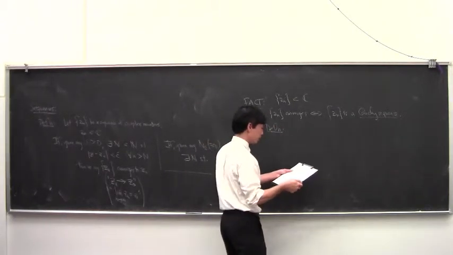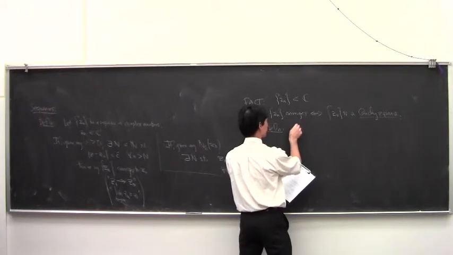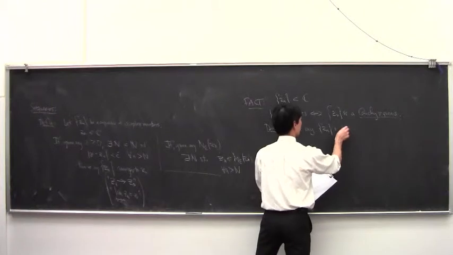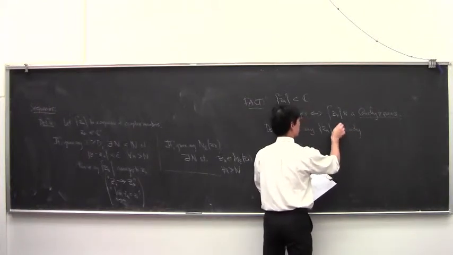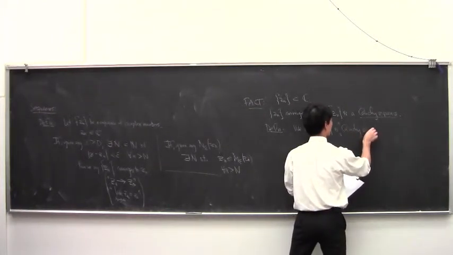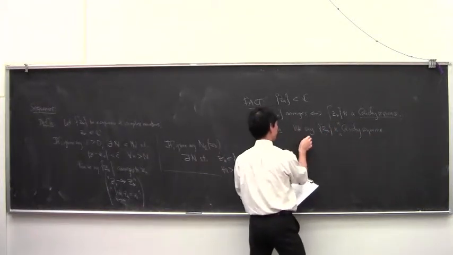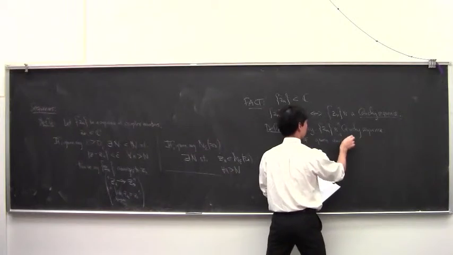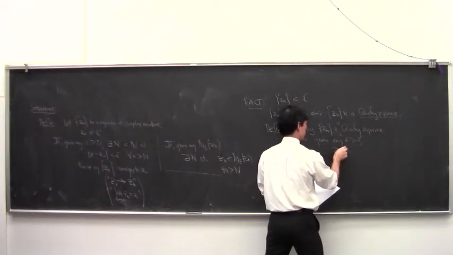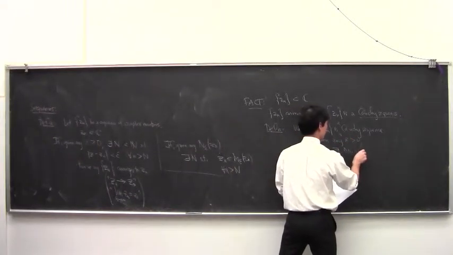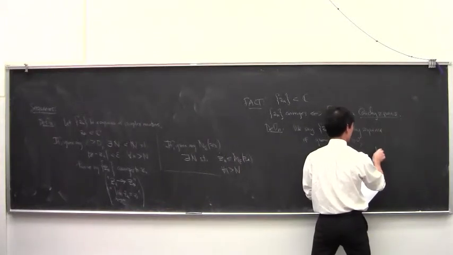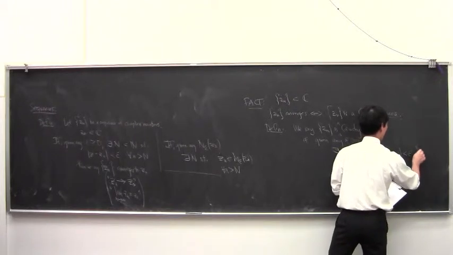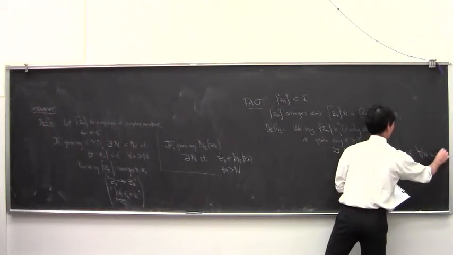The definition of a Cauchy sequence is the following. We say z_n is Cauchy, a Cauchy sequence, if given any epsilon, there exists a time N such that the distance between z_n and z_m is smaller than epsilon for all n and m bigger than N.